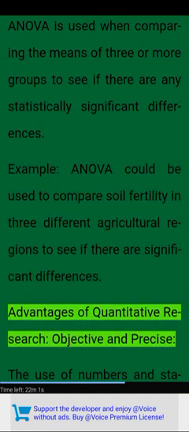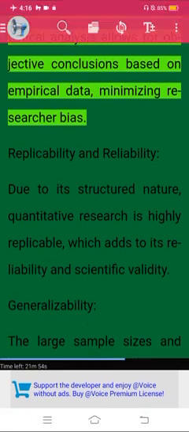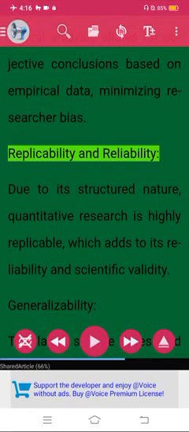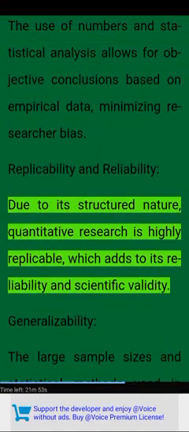Advantages of quantitative research, objective and precise. The use of numbers and statistical analysis allows for objective conclusions based on empirical data, minimizing researcher bias. Replicability and reliability. Due to its structured nature, quantitative research is highly replicable, which adds to its reliability and scientific validity.